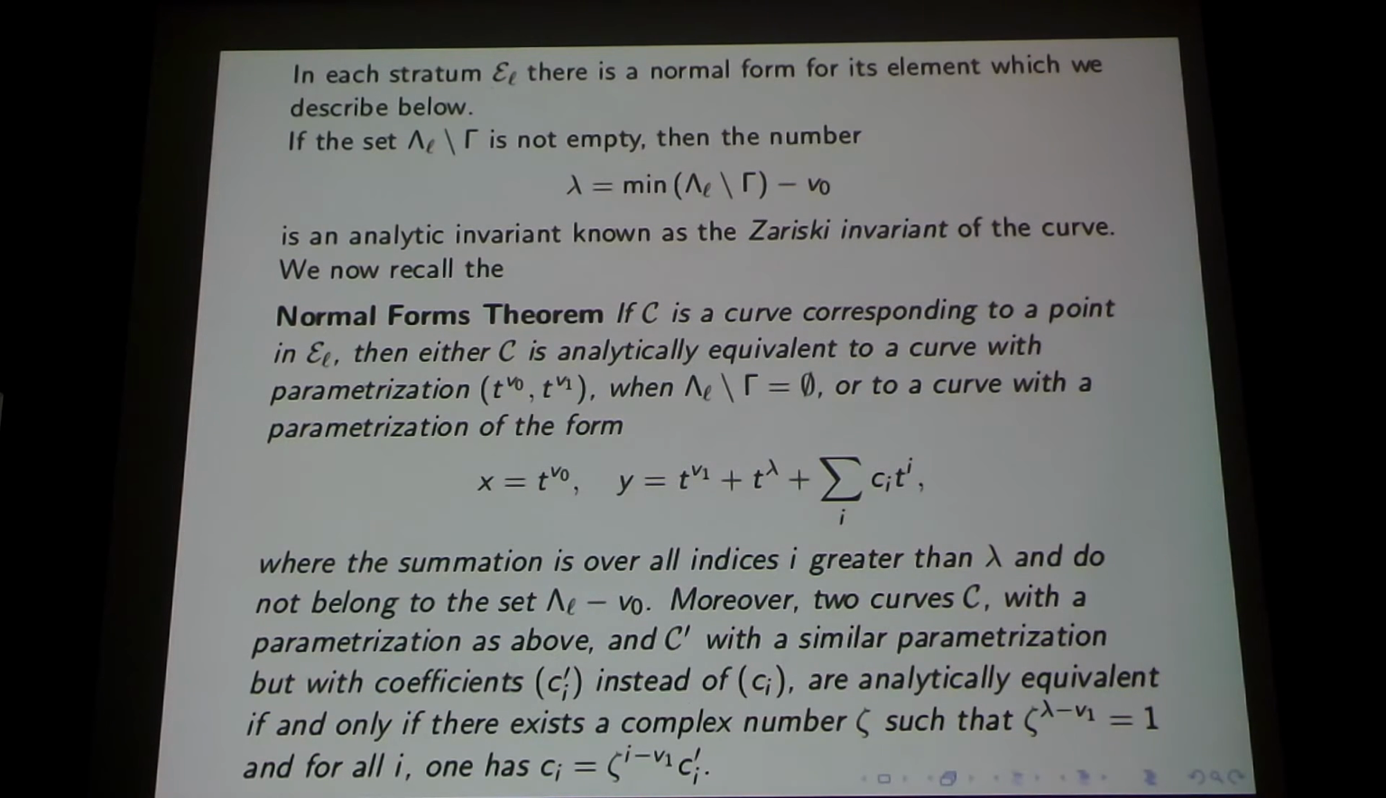Moreover, two curves C with the parameterization as above and C prime with a similar parameterization, that is, coefficients c_j prime, are analytically equivalent if and only if there exists a complex number ζ, a root of unity, a very specific one, such that c_j is equal to this root of unity to the power j minus v1 times c_j prime. This means that on these normal forms you have the action of a finite group, and the quotient gives you the moduli space for the analytic equivalence.